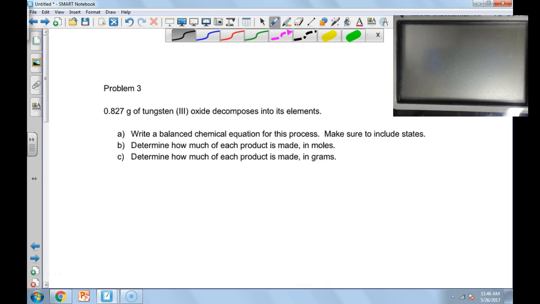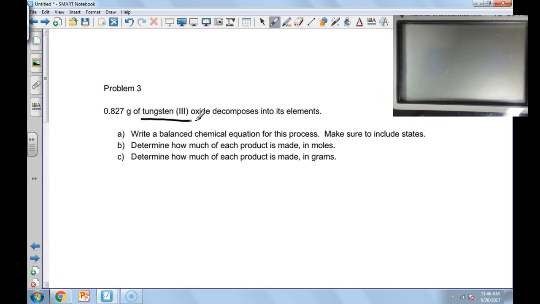Hey everybody, let's go over problem number 3 from this packet so we can practice some stoichiometry. The first thing we need to do, with tungsten(III) oxide decomposing into its elements, is figure out what the formula is, because we need to make sure we can write a chemical equation. So this is going to be tungsten, W, and the charge on tungsten, remember, is that number in parentheses because it's a transition metal, and then O, and oxygen is a 2 minus.